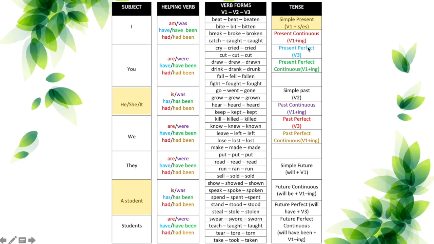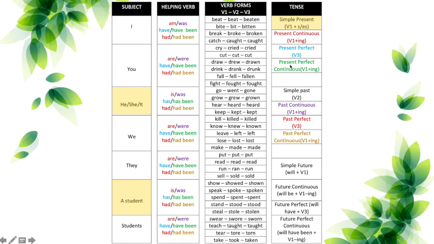If you go to the present perfect, this is still in color, that means you have to use a helping verb, yes, but this says you have to use the V3 form. So if it is break, this is V1, this is V2, and this is V3. So I have broken, you have broken, he has broken, she has broken, it has broken, we have broken, they have broken, a student has broken, students have broken.